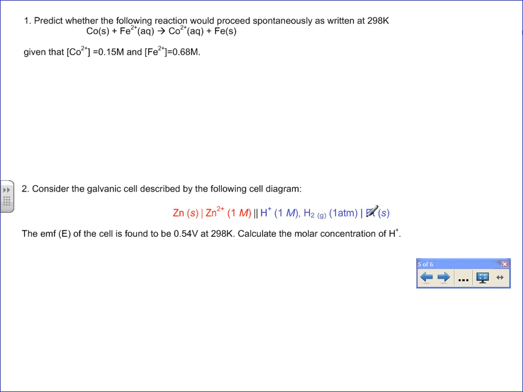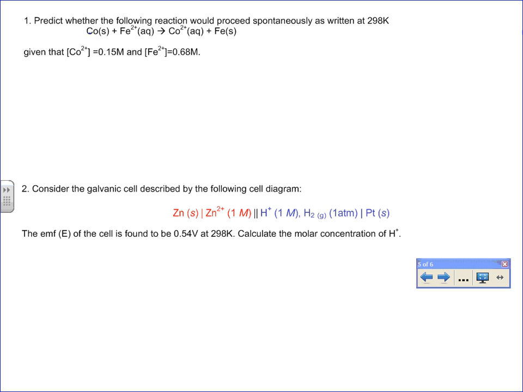Okay, so let's look at some examples here. Predict whether the following reaction will proceed spontaneously as written, based on the given concentrations. So we're not just talking about standard conditions, so we can't just find the E naught. We need to use the Nernst equation to find the E of the cell at these particular conditions, and then decide if the reaction is spontaneous.